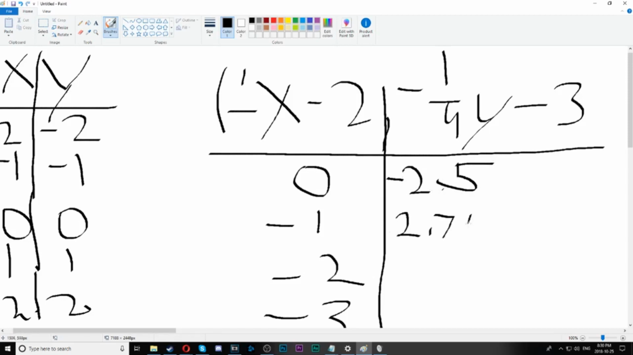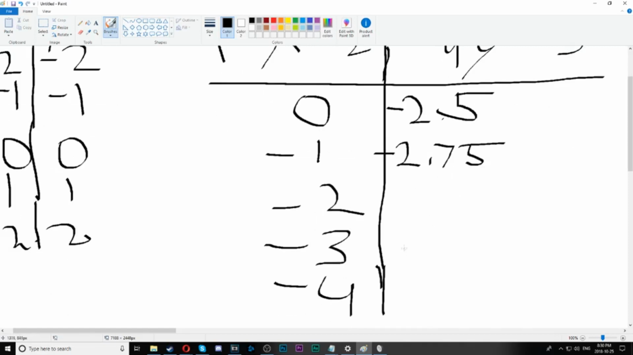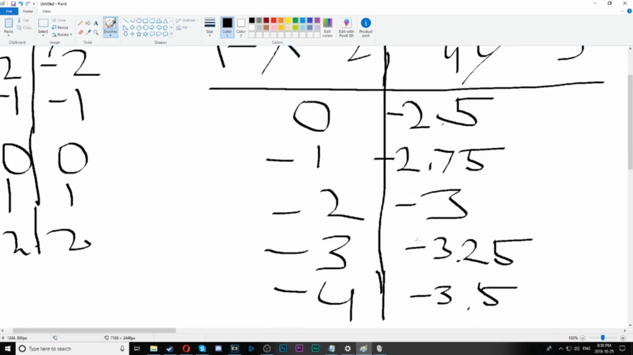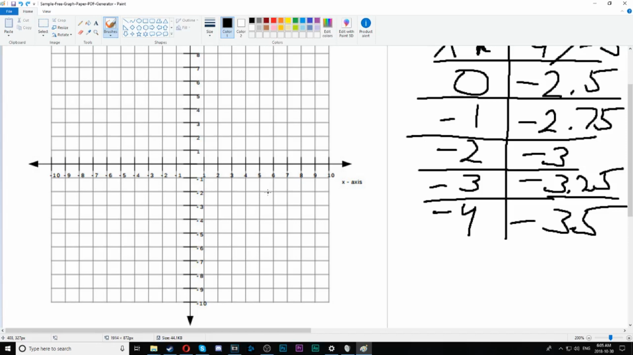Now it's going to be -2.75. It's going to be -3. It's going to be -3.25 and -3.5. So that's our final answer basically. Okay, let's try to graph that.